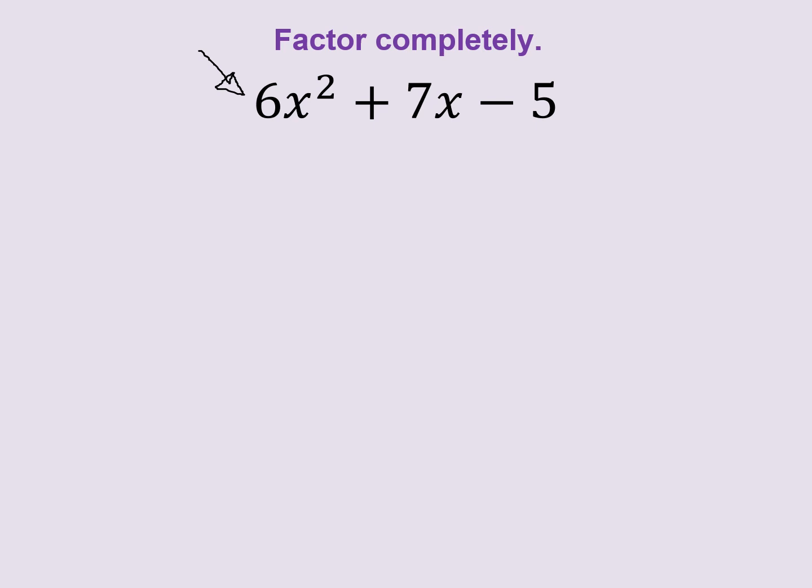The coefficient is a 6. So that is not the quick method. This means we need to do the AC method. So I'm going to multiply a times c. 6 times negative 5 makes negative 30. So what multiplies to negative 30 and adds up to 7?